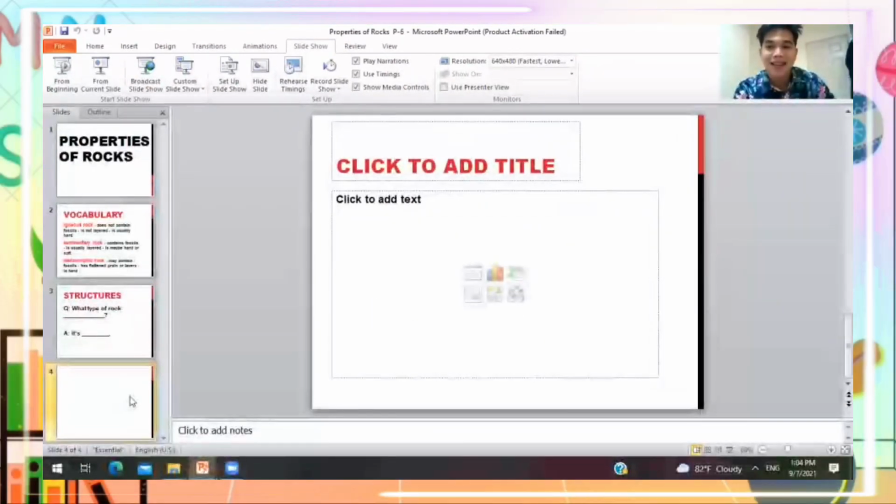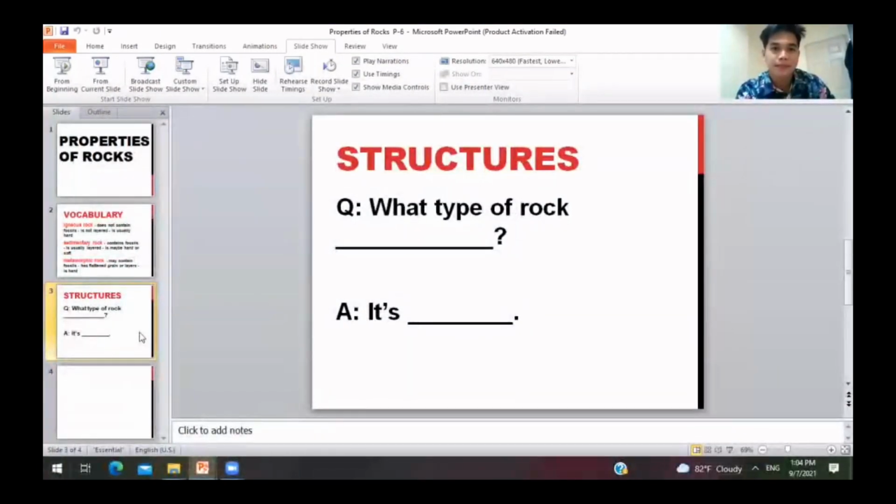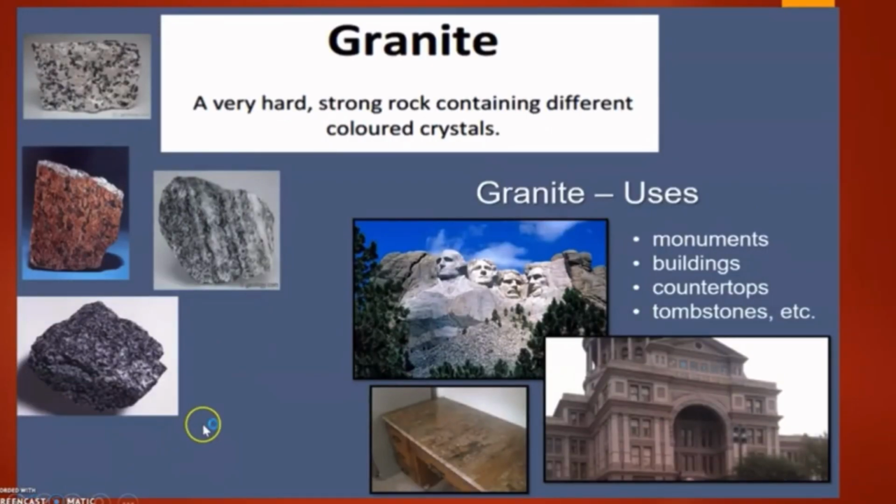Now, let's proceed to our lesson for today. Today, we are going to look into the details of each type of rock. Let's start with granite. Granite is a very hard, strong rock containing different colored crystals. Granite is used for monuments, buildings, countertops, tombstones, etc.